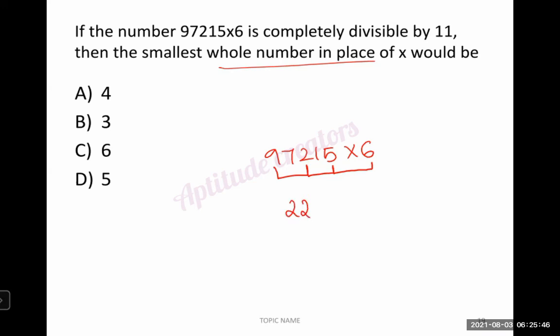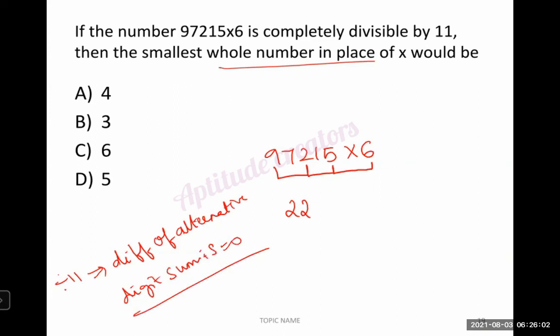Divisibility rule for 11: the difference of the sums of alternative digits is 0. Now here, the alternative digit summation, that is 22 minus 7 plus 1 plus x, is equal to 0 or a multiple of 11.